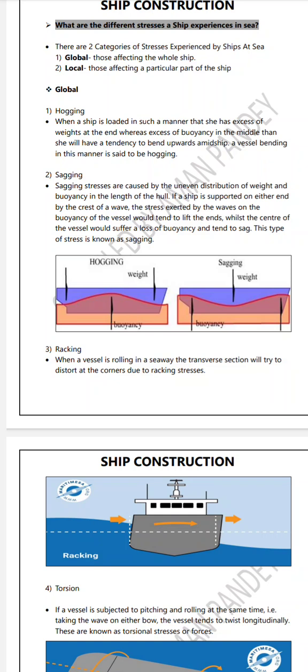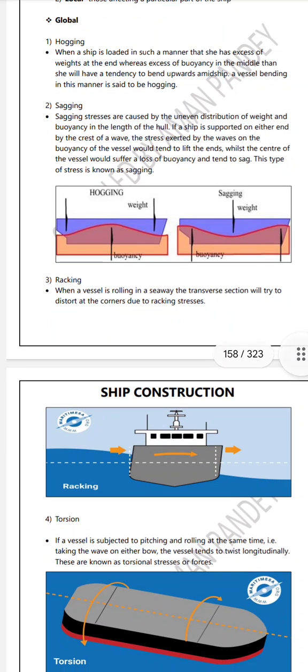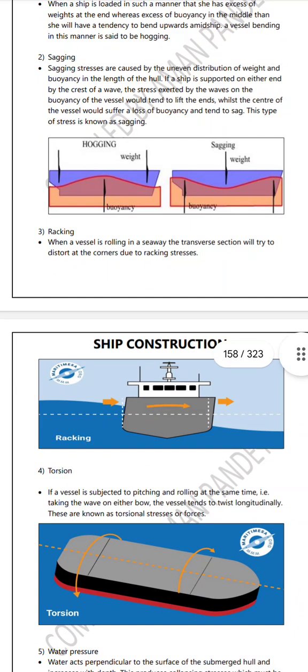Vessel bending in this way is said to be hogging. Sorry, sagging. It is caused by the uneven distribution of weights and buoyancy along the length of the hull. If a ship is supported at either end by the crest of a wave, the stress exerted by the waves on the buoyancy of the vessel would tend to lift the ends, while the center of the vessel would suffer a loss of buoyancy and tend to sag. This type of stress is known as sagging.